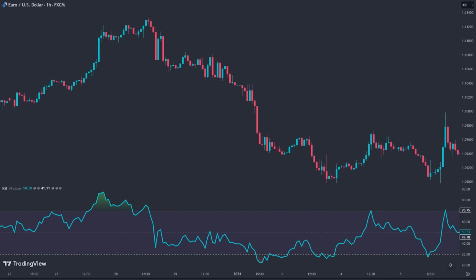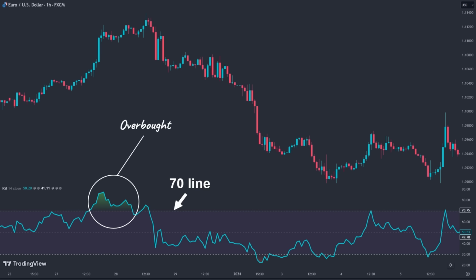When the RSI rises above the 70 line, it typically suggests that the currency may be overbought. This means that the price has increased significantly in a relatively short period, and there is a possibility that a price reversal or correction may occur soon.